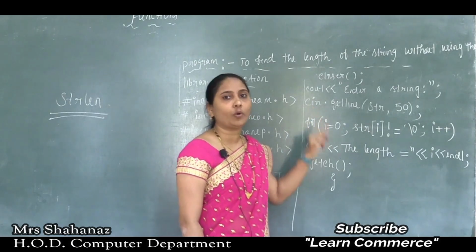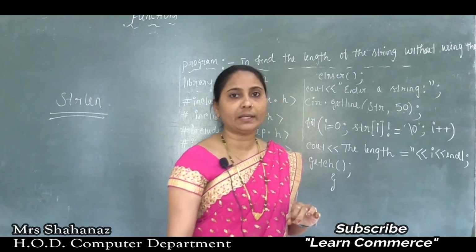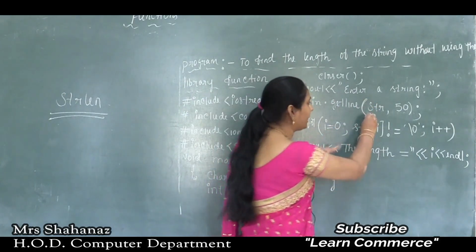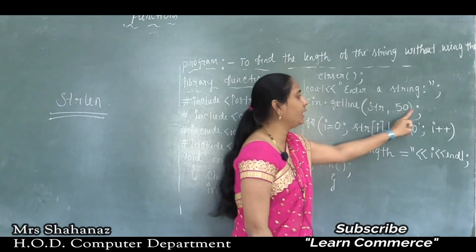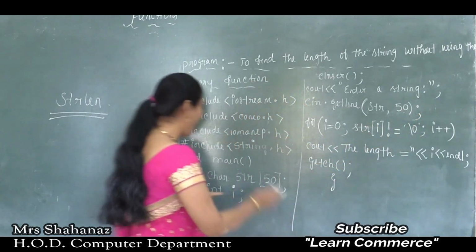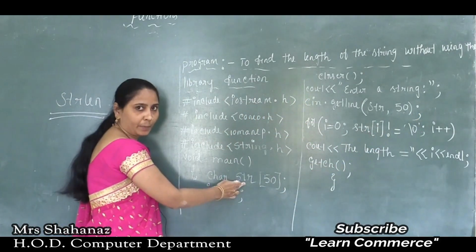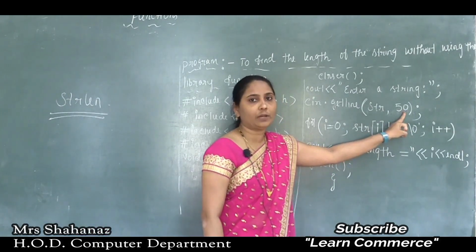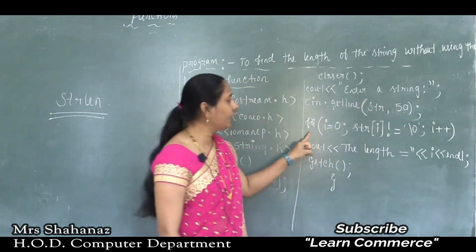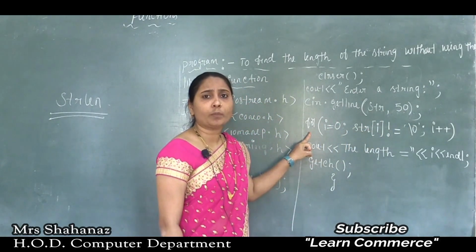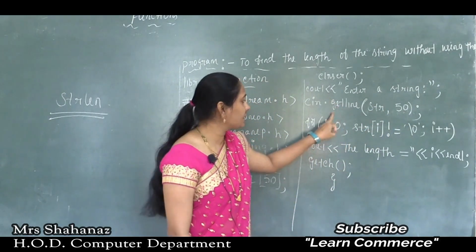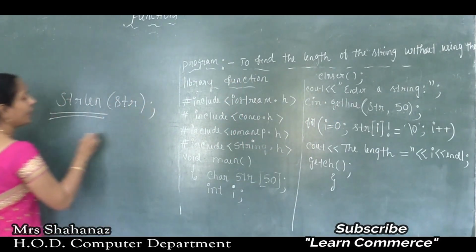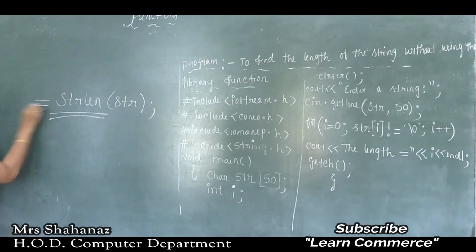And how is the code written? The code is written as cin.getline, opening of the parenthesis, str, comma 50, closing of the parenthesis, semicolon. As we declared the name of the variable str and the size, as it is we need to use it in our getline function. Later, as we know, in the last program after this line we used strlen of str, and strlen of str is equal to L.